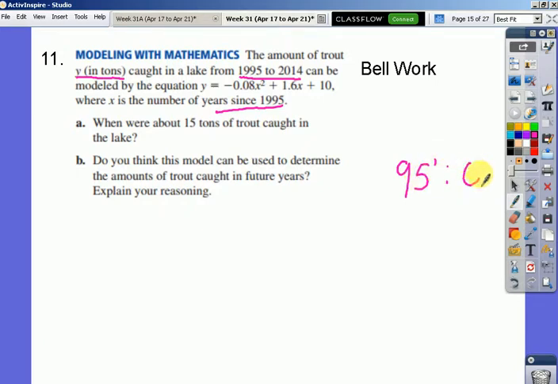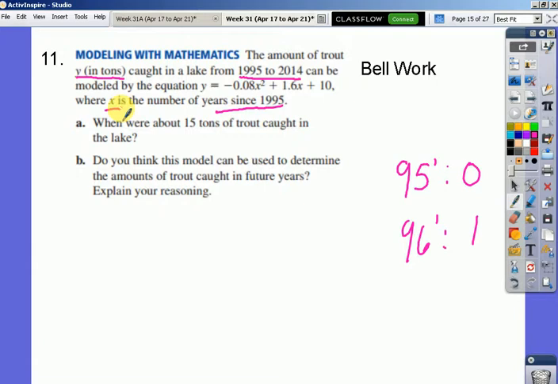1995 represents 0, since that's my base year. 1996 is 1 year after. 1997 is 2 years after, etc. So, x is the number of years since 1995. So x represents those numbers, 0 being 1995, 1 being 1996. Does everybody understand that so far?